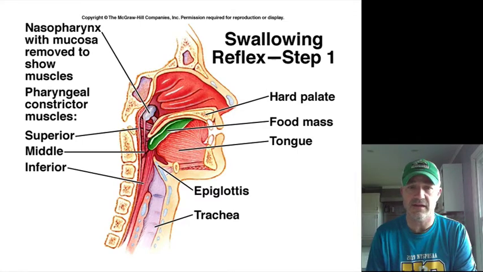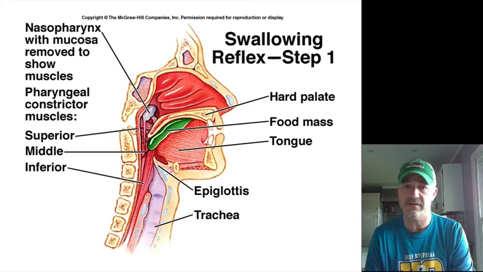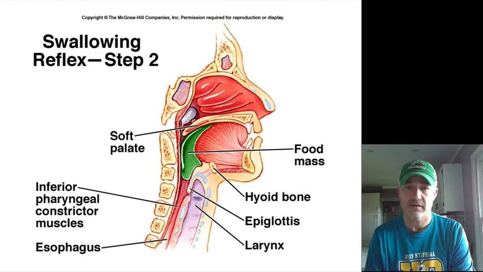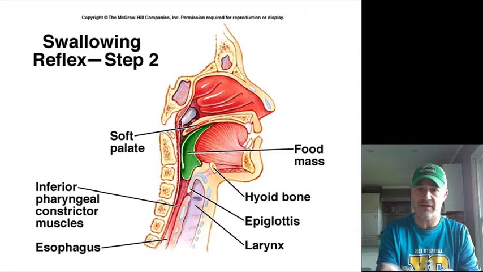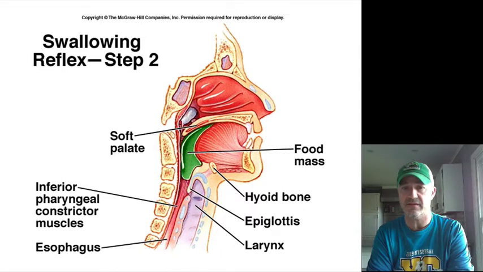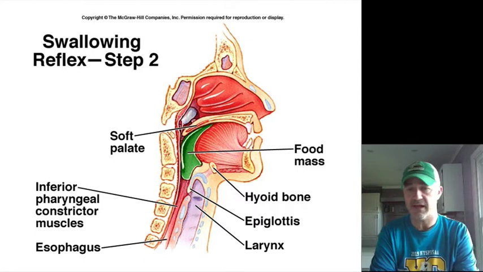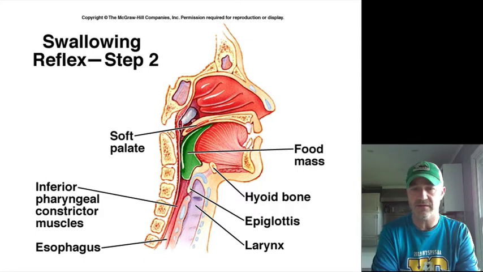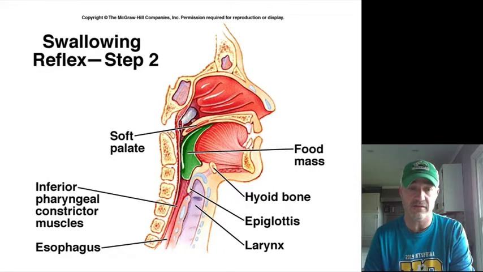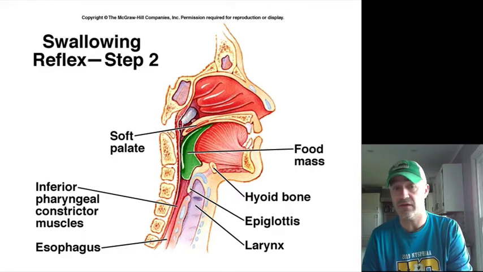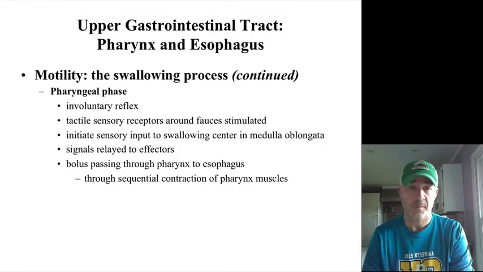You can see that the soft palate is starting to rise up to seal that off. And you can see it really in the second part of that. You can see the soft palate has sealed the nasal cavity. You have the food going down your throat. You have the epiglottis moving down to seal close the glottis, or the trachea. And the food's going to start moving down the esophagus.